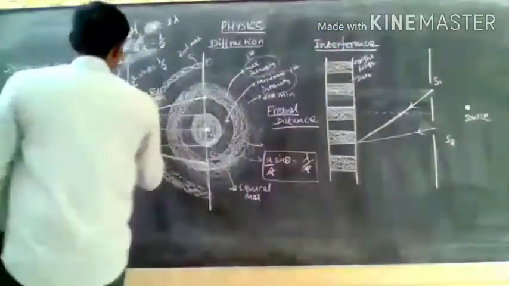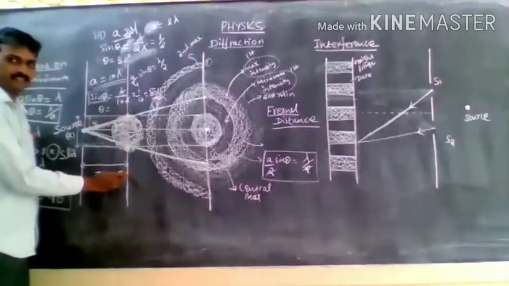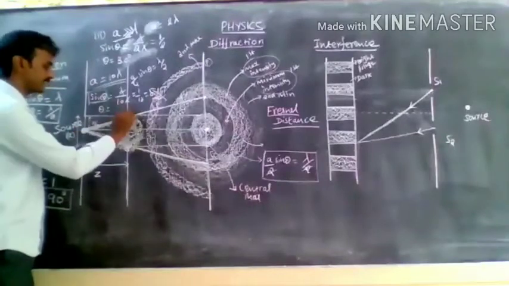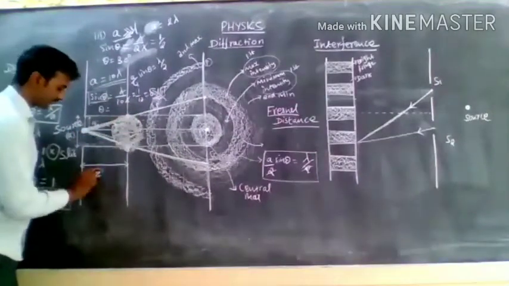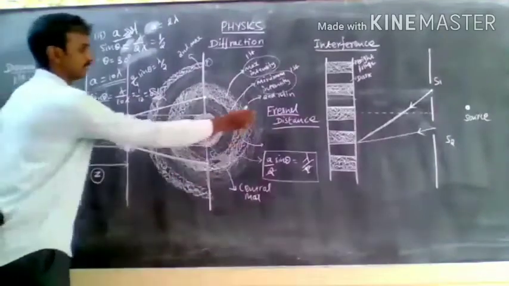But we did not obtain the diffraction pattern up to a certain distance. So the light obeys ray optics up to a certain distance z, and this distance is known as Fresnel distance.